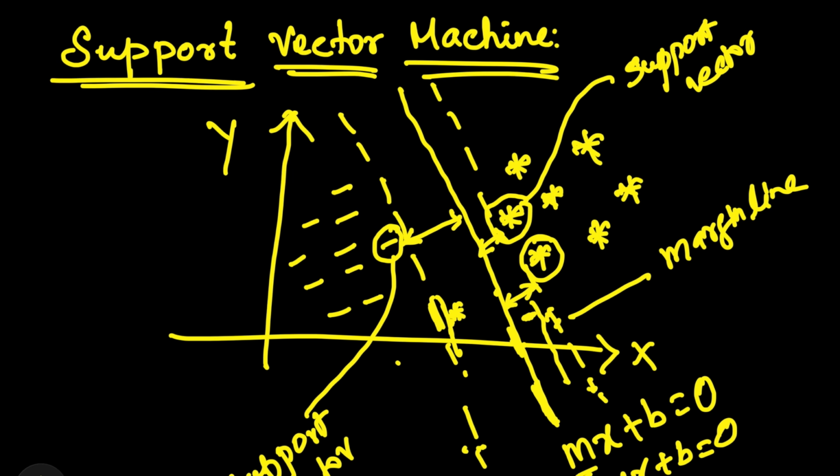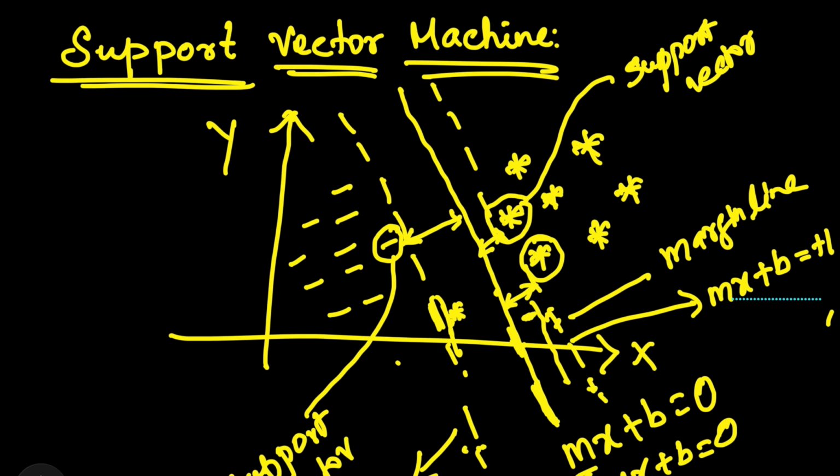And coming to the equation which defines the margin line, we can have it as mx plus b. Since this is a positive line, we can have it as plus 1, and the left side margin can be represented by the equation mx plus b equals minus 1. So this is how the boundary line and the margins can be drawn in support vector machine.